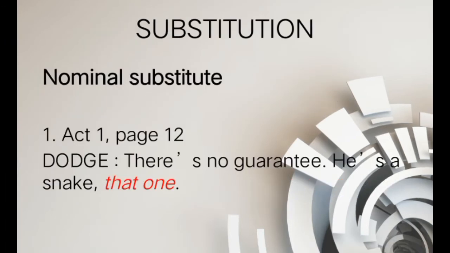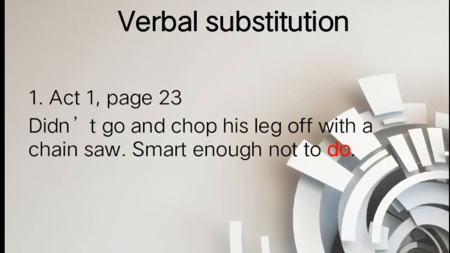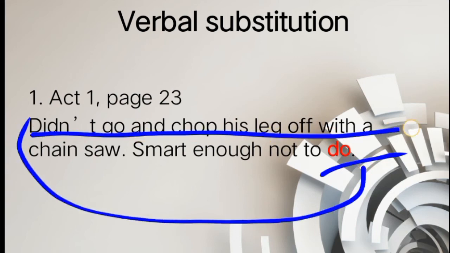Substitution. Nominal substitute, Act 1, page 12. "There is no guarantee. He's a snake, that one." That one is a substitute for Bradley. Verbal substitution, Act 1, page 23. "Didn't go and chop his leg off with a chainsaw. Smart enough not to do." Do refers to "go and chop his leg off with a chainsaw."